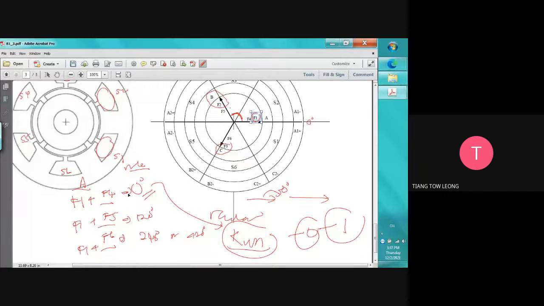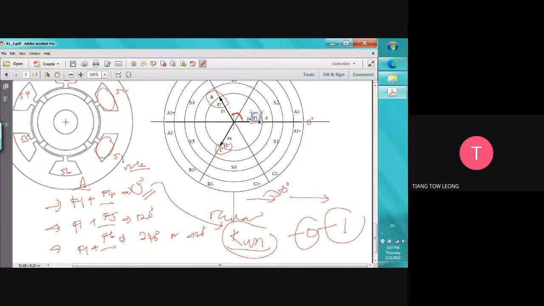kWn will influence the winding distribution. The winding distribution means how we distribute the winding, how we coil the motor. So we can choose either option 1, option 2, or option 3.